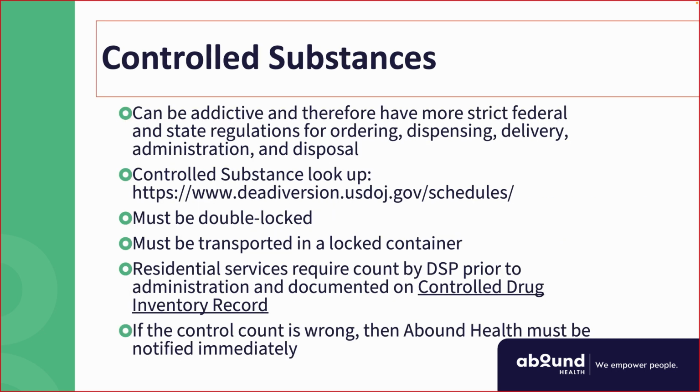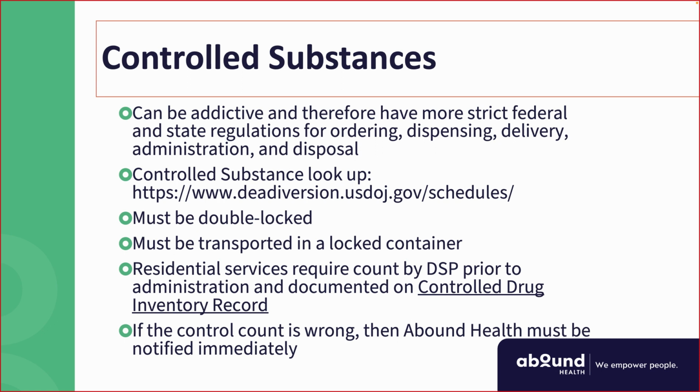Controlled substances. They can be addictive and therefore have more strict federal and state regulations for ordering, dispensing, delivery, administration, and disposal. Controlled substances can be looked up at the deadiversion.usdoj website. Controlled substances must be double locked. An example of that would be a locked box inside of a locked closet. They must be transported in a locked container.